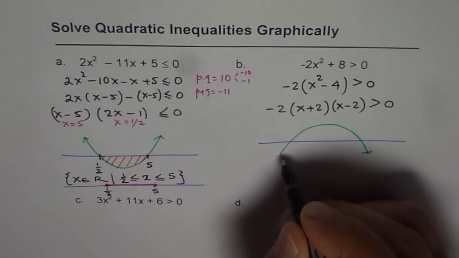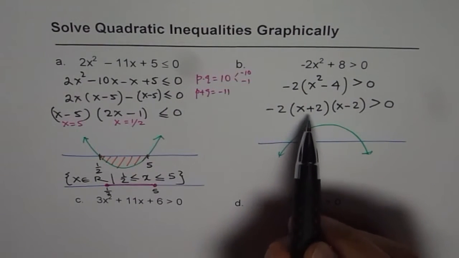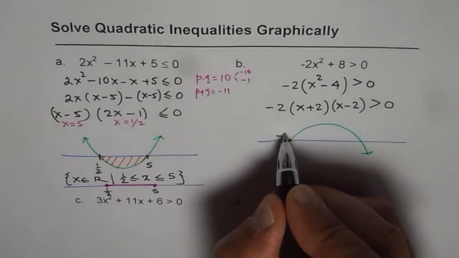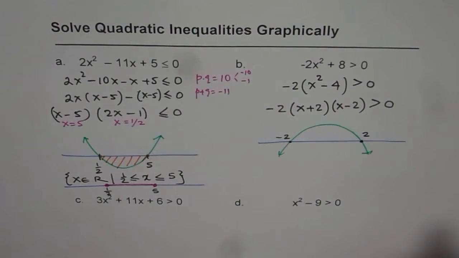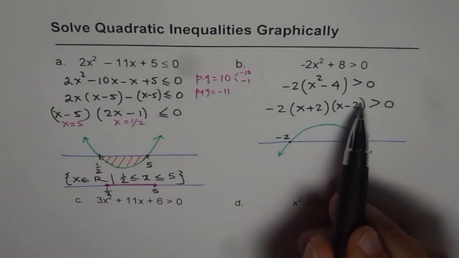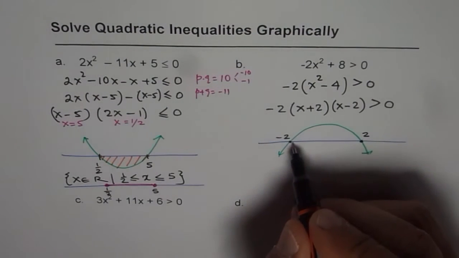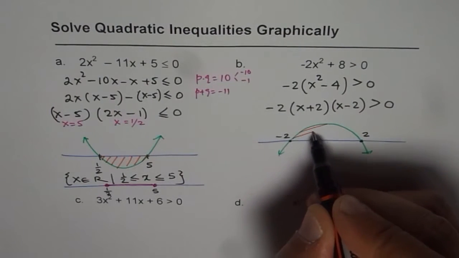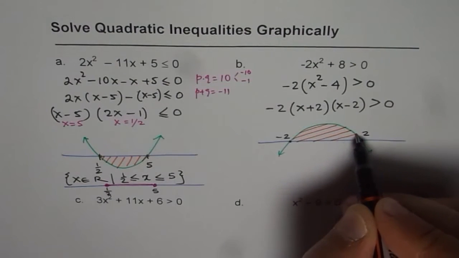Let me just sketch one. It's always a rough sketch. We are more interested in the intervals. So the zeros are at plus and minus 2. This is at minus 2, the one on the left side, and plus 2 on the right side. We are looking for something which is greater than 0. That means this time the solution will not include the zeros, but it is everything in between. So it is this part of the graph which we are looking for. That shaded portion is part of the solution.